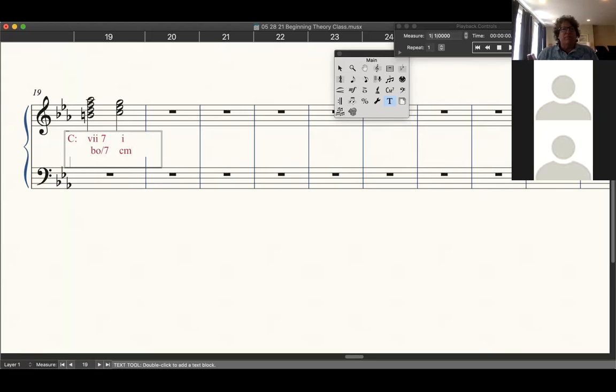In pop notation, we would just call this B diminished and then the 7 with no slash, because in pop notation, the 7 always means minor 7th. In fact, that's a diminished 7th, so I'd have to change that. Wow, that chord's hard to write in pop notation. One way to do it is a B diminished chord with a diminished 7.